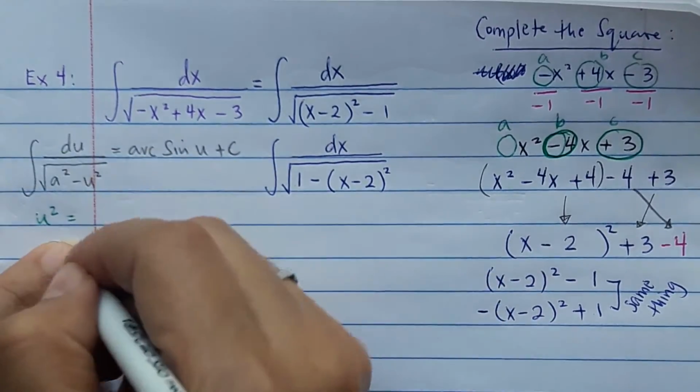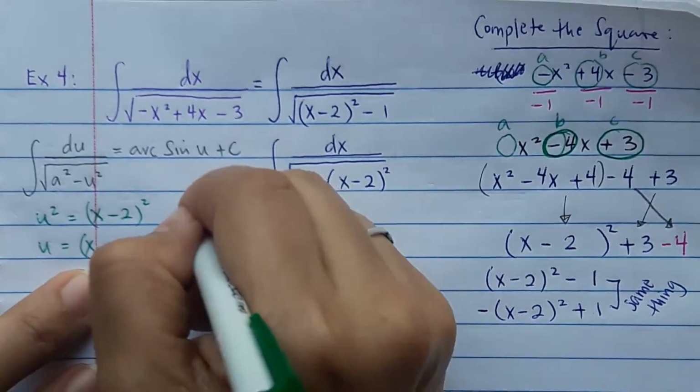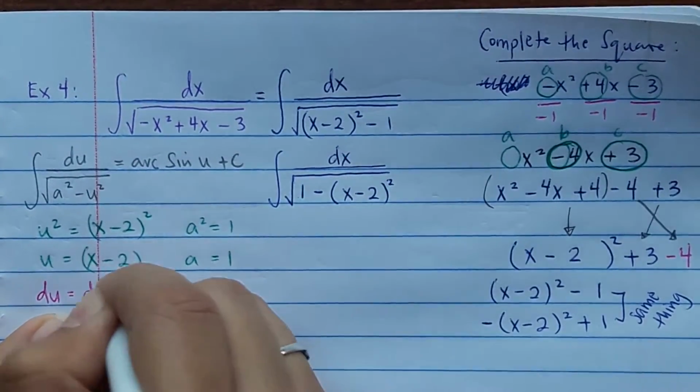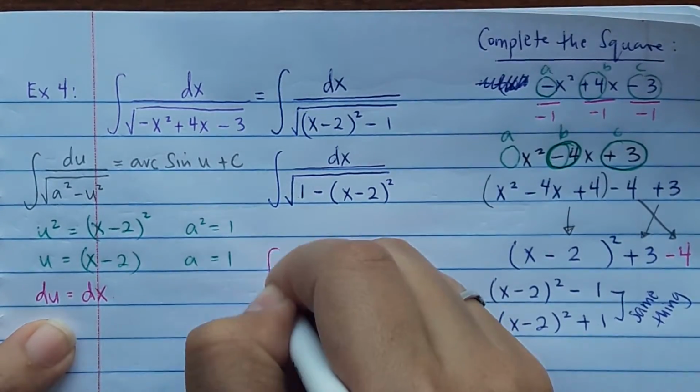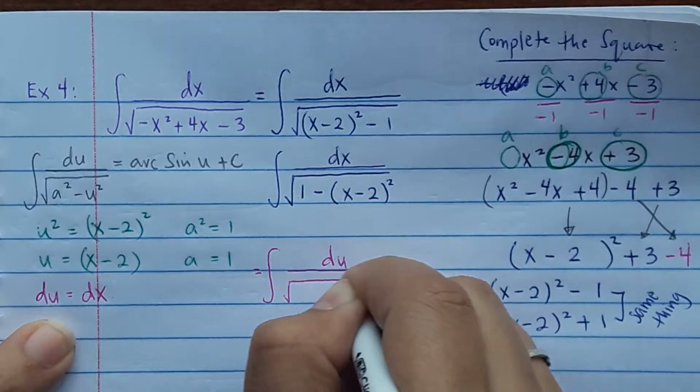All right, so u squared is equal to x minus 2 squared, which means u is the square root of that, which is x minus 2. A squared is equal to 1, which means a is equal to 1. Find du. Du is the derivative, which is just going to be dx. And then rewrite that in terms of that. So du is just straight up replacing dx.